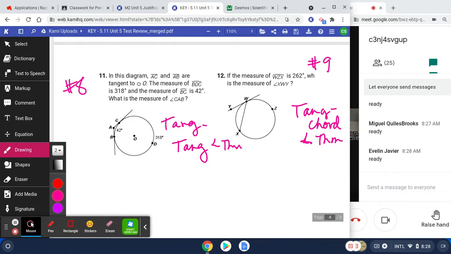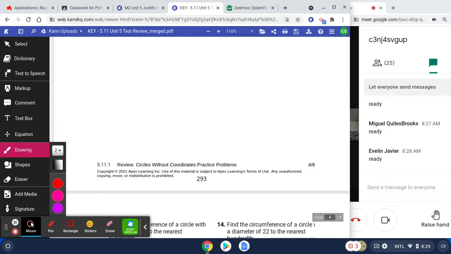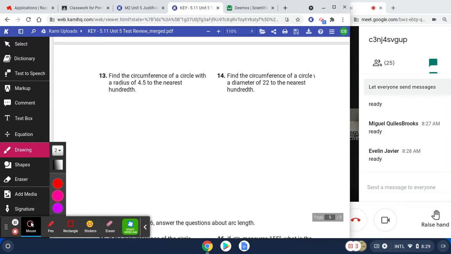Okay, so I'm skipping numbers 11 and 12 that are just like number 8 and number 9. If you want to keep practicing those, feel free. Okay, next, circumference and area. Find the circumference of a circle with a radius of 4.5.